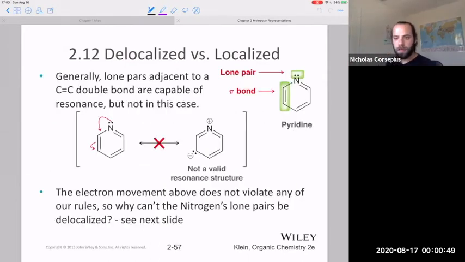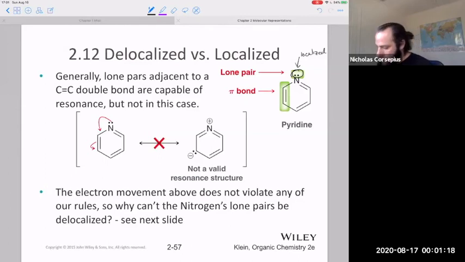All right, so let's take a look at this molecule here, pyridine. This is different from what we saw before. It looks very similar, but let me just give you the punchline. The punchline is that this pair of electrons on the nitrogen are localized. They are not delocalized across this ring, meaning that this resonance contributor that you see drawn here does not exist. It's not a valid resonance structure. Okay, so let's see why that is exactly.